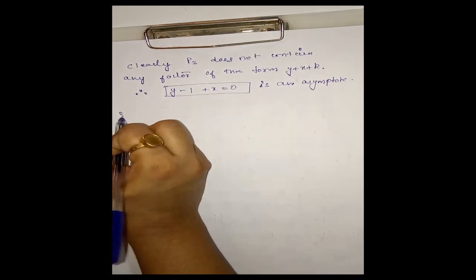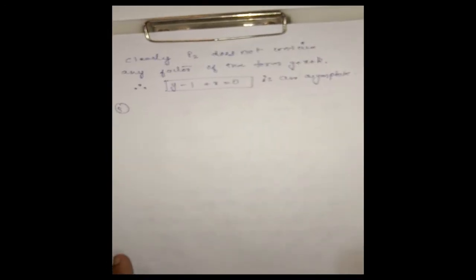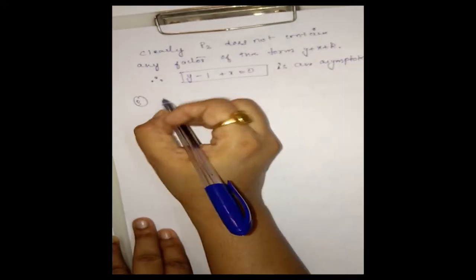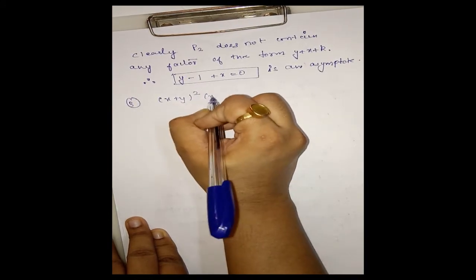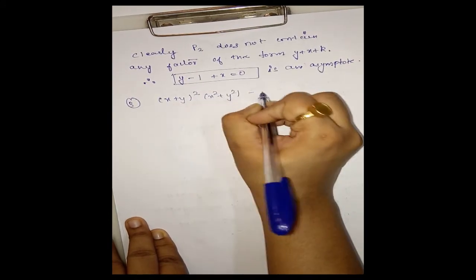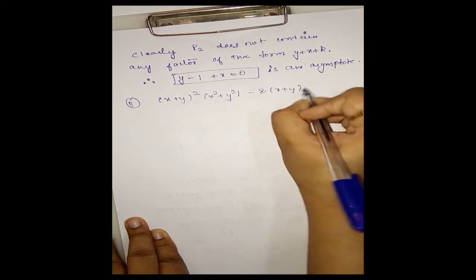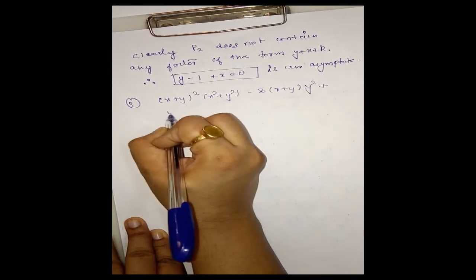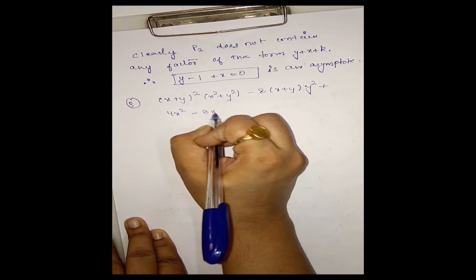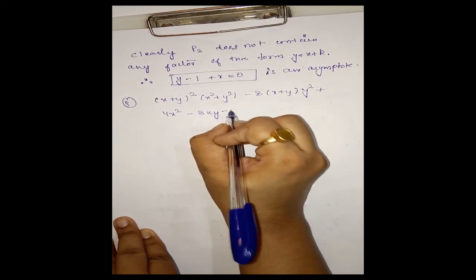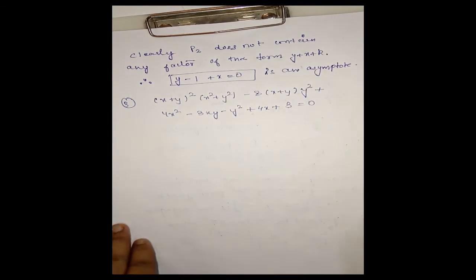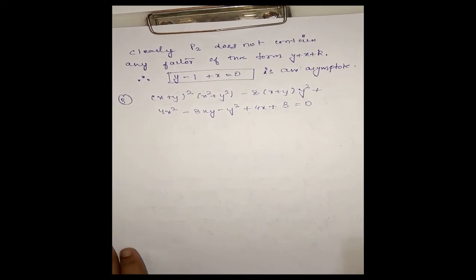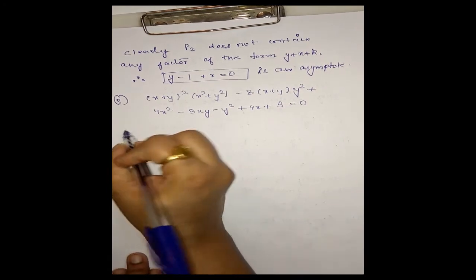Now consider the third example. The equation is given to us as (x plus y) whole square, (x square plus y square minus 8x plus y square) plus 4x square minus 3xy minus y square plus 4x plus 3 is equal to 0. Now my equation of curve is given by this. Now solution.